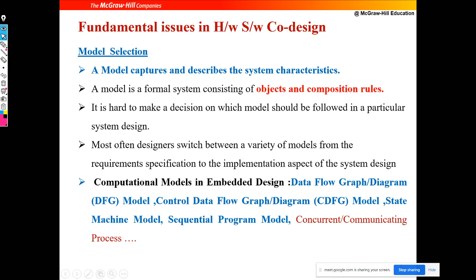Okay, so model selection. This model is not about just the hardware model. When you want to design a system, you need to represent the entire embedded design in terms of some kind of illustration. Examples of this include your data flow diagram, control data flow diagram, data flow graph, or it can be an object-oriented model, or a sequential program model, and there are many other models to represent this system as an illustration.